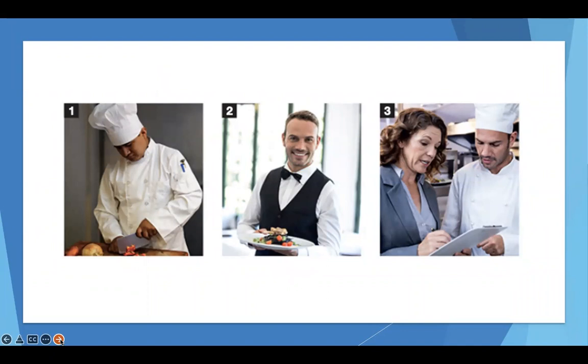All right, now it's your turn. Where do the 3 people in this picture work? What job does the man in picture 1 have? What job does the man in picture 2 have? And what job does the woman in picture 3 have? We'll go back for the answers. This is a restaurant. The man in picture 1 is a cook. The man in picture 2 is a server. And the woman in picture 3 is a manager.